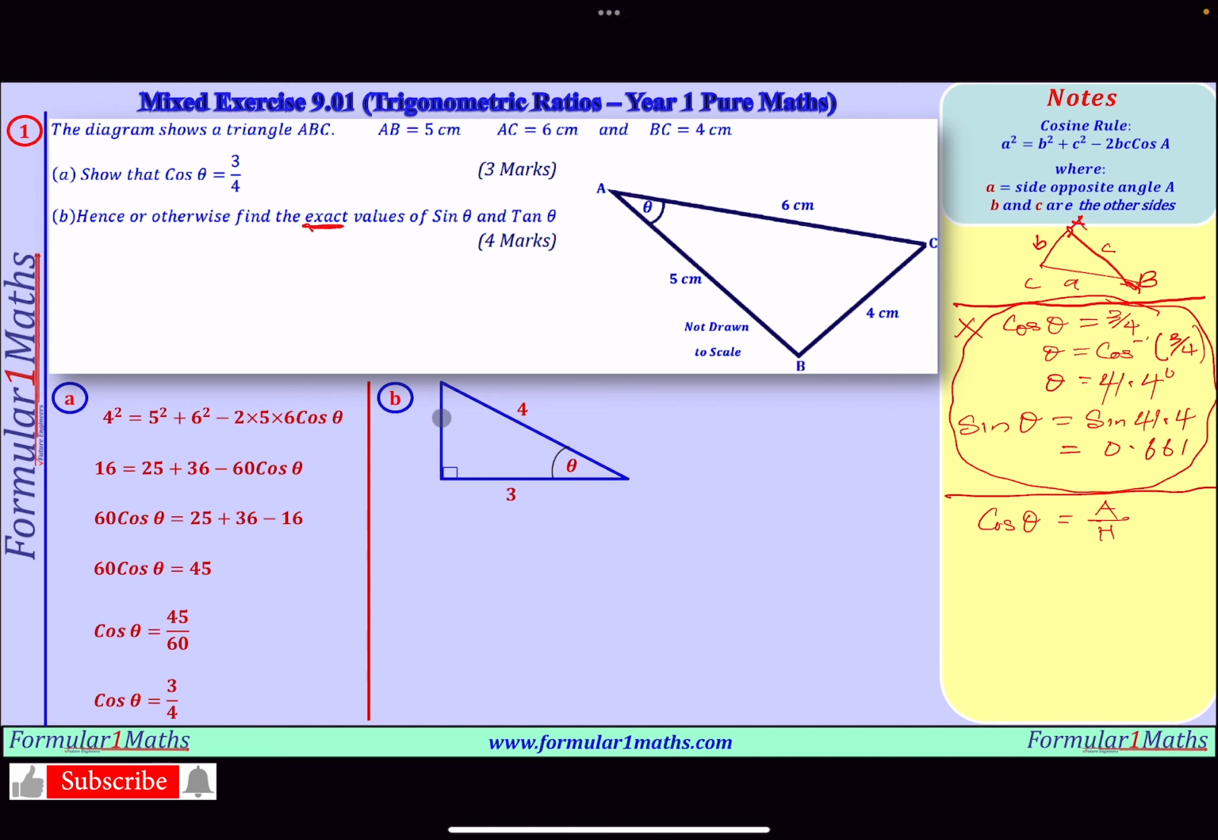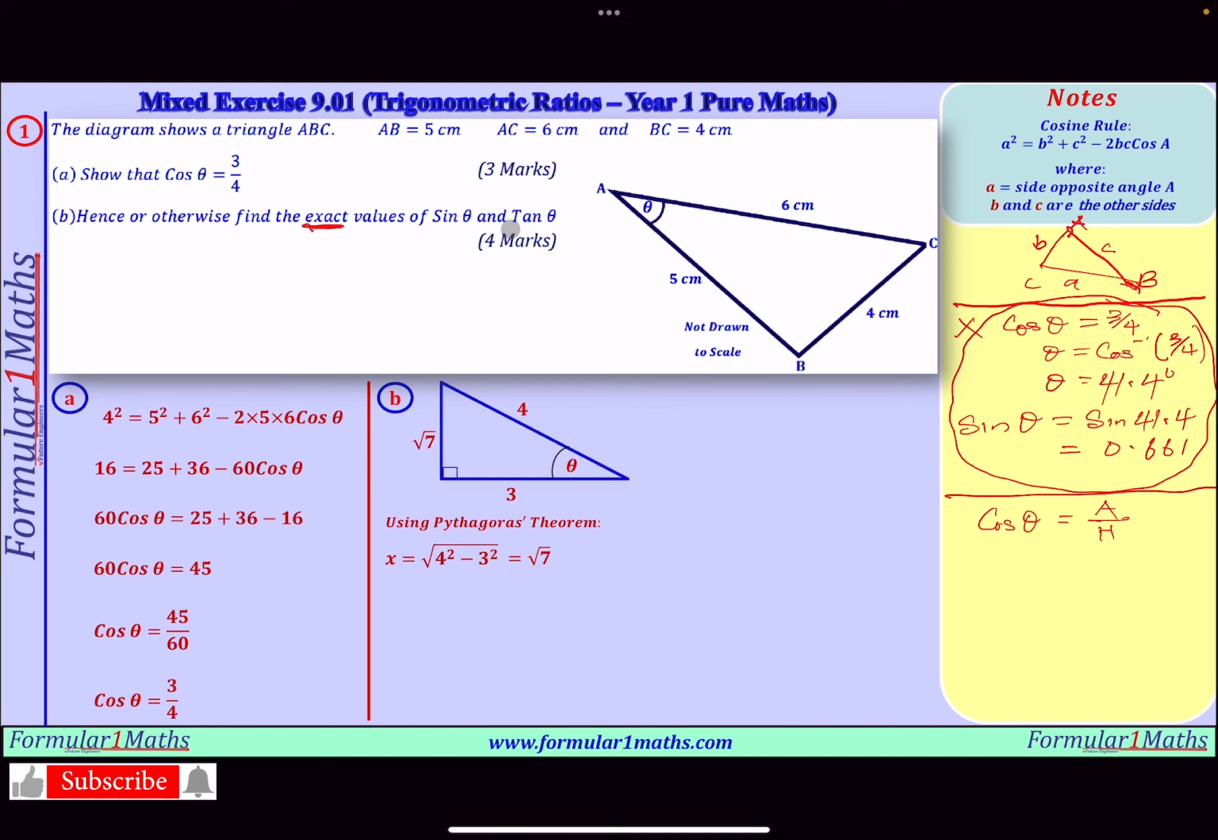So to find that, let me represent it by x, and then I'll use Pythagoras' Theorem to find x. According to Pythagoras' Theorem, x will be equal to the square root of 4 squared minus 3 squared. So x will be equal to root 7. So let's replace the x with root 7. So I've got all the sides of this right-angled triangle here. I can easily now write down the values of sine theta and tan theta.